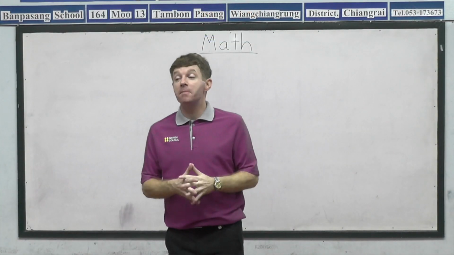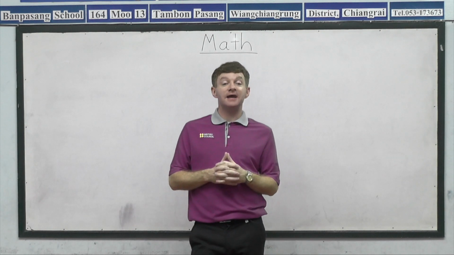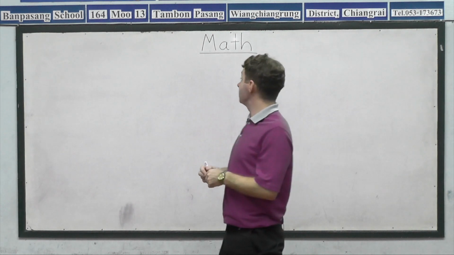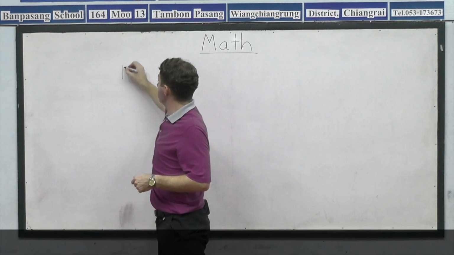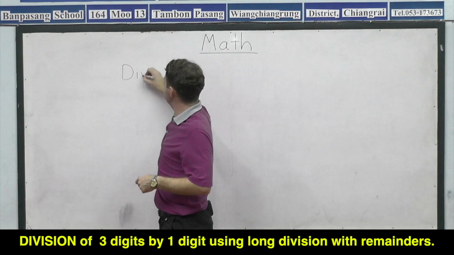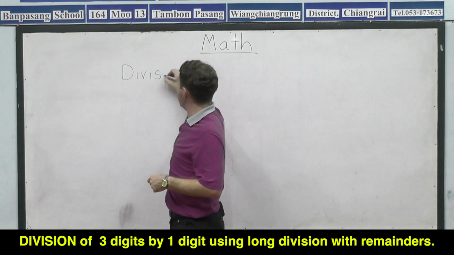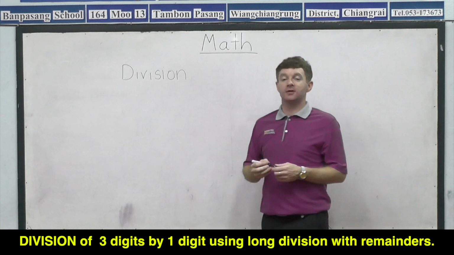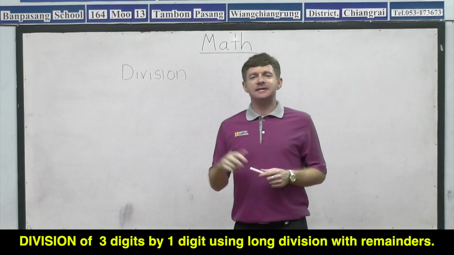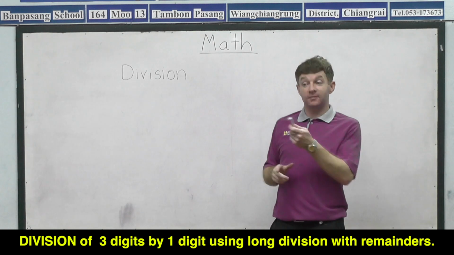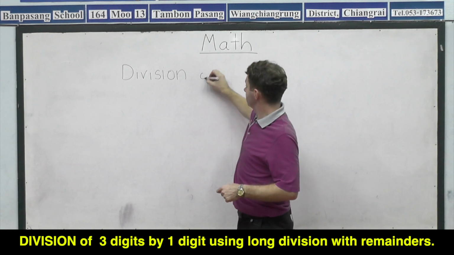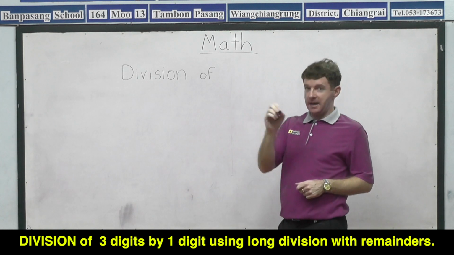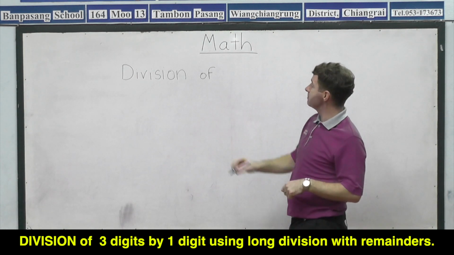So who can remember what we learnt about in math class last time? Division. Correct, we learnt about division. So I will write that word on the board. D-I-V-I-S-I-O-N. Division. And in the last lesson, what did we learn about it? 3 digits by 1 digit using division with remainders. Excellent guys, well remembered.